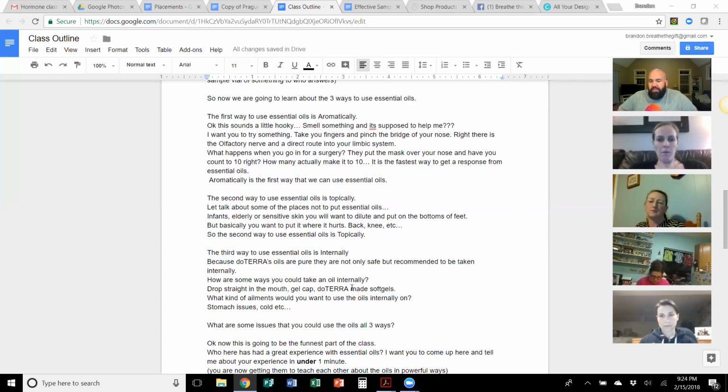So the third way that we can use essential oils is internally. And because doTERRA's oils are pure, they're not only safe, but they're recommended to be taken internally.